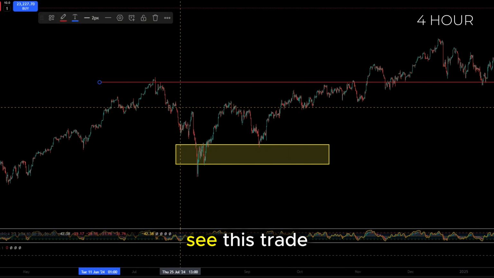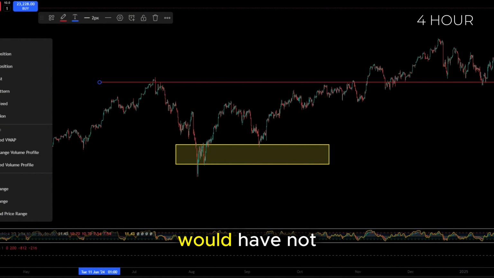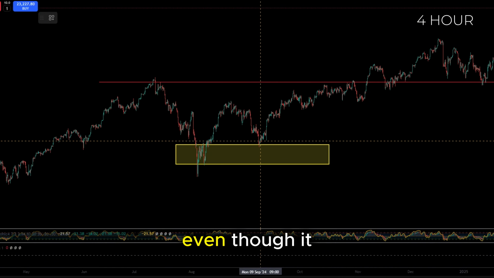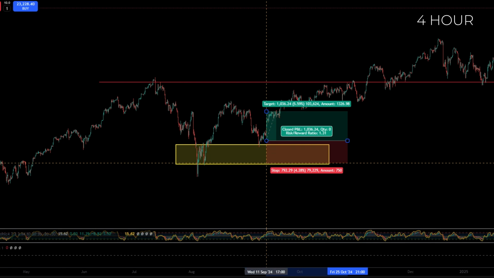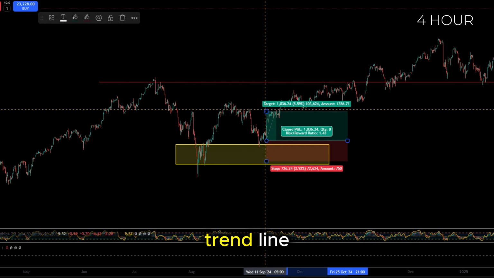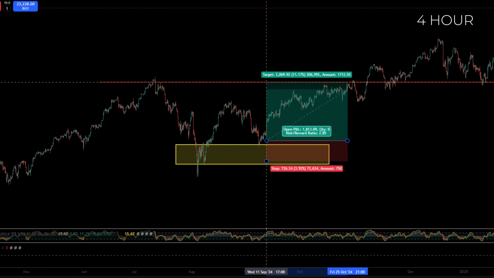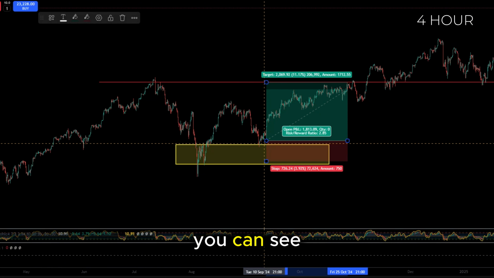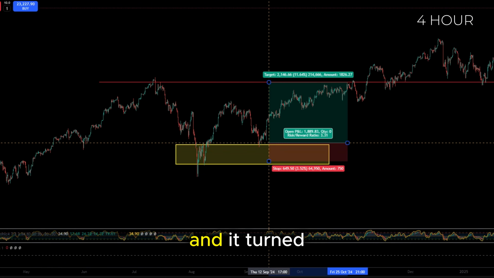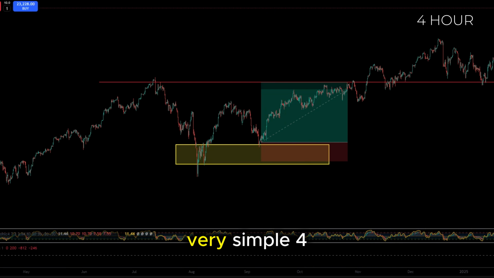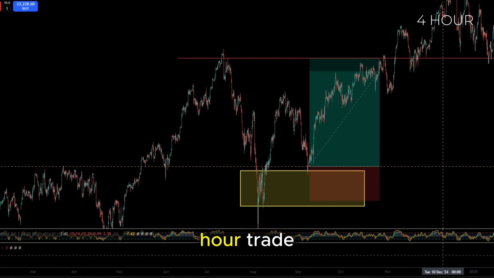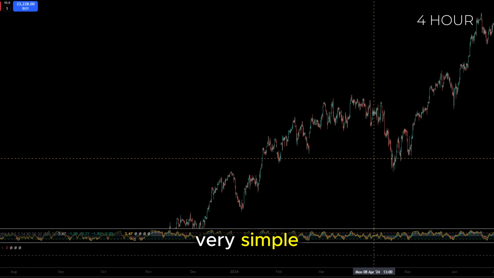As you can see, this trade would not have worked out, even though it did look like it rejected, but it carried on going. If it would have broken that trend line that I've showed you, it might have been a good trade. But as you can see, it broke it way higher up and it turned into a beautiful trade. This is a very simple 4-hour trade. Very simple.